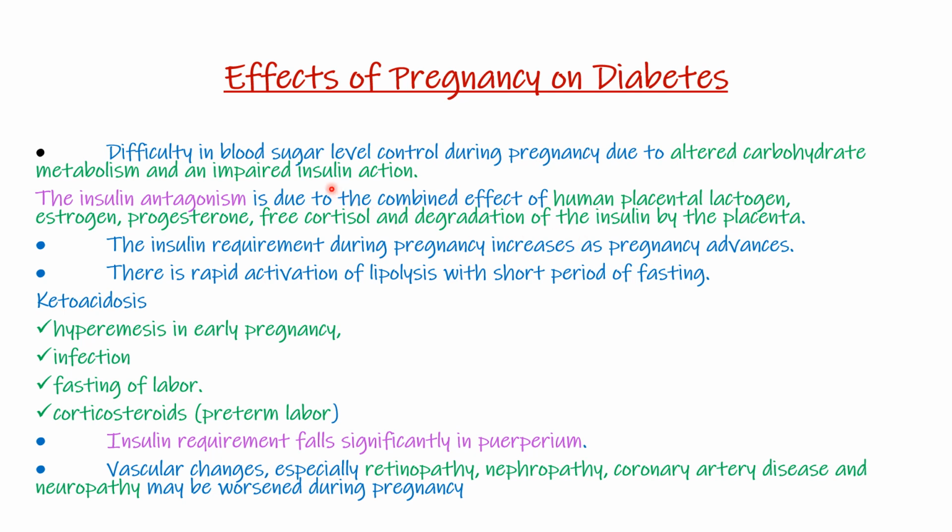So we already have an existing problem, but now we are worsening it. We already had diabetes mellitus, but now we are worsening this diabetes mellitus. I hope you have understood. In addition to that, insulin requirement during pregnancy increases as pregnancy advances. So if the insulin requirement already increases during pregnancy, and we have antagonism of insulin, and we have a bigger problem that is altered carbohydrate metabolism, then we have an increased requirement of insulin.